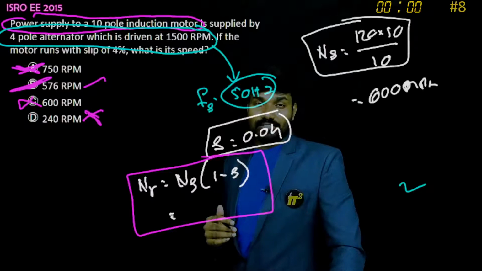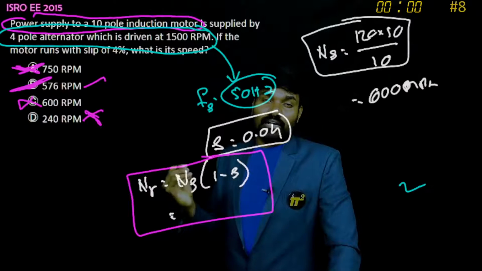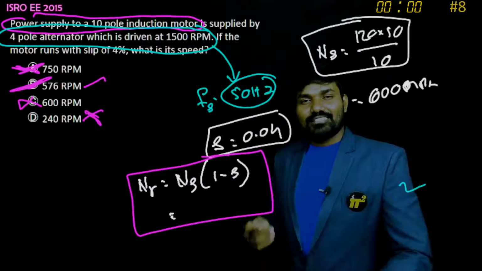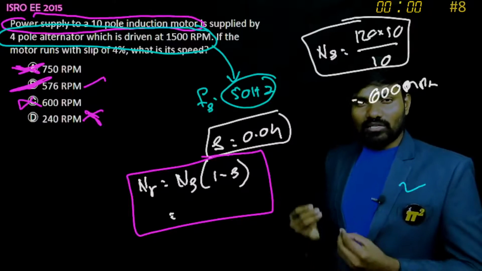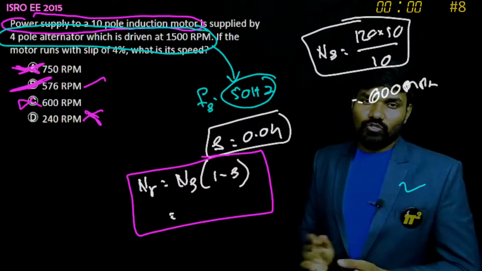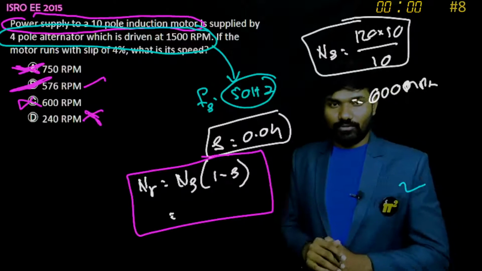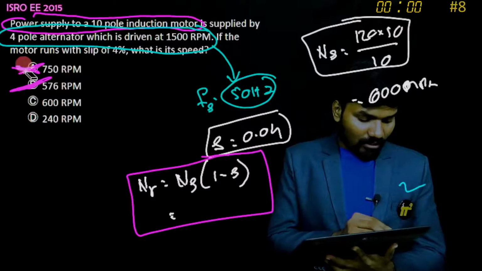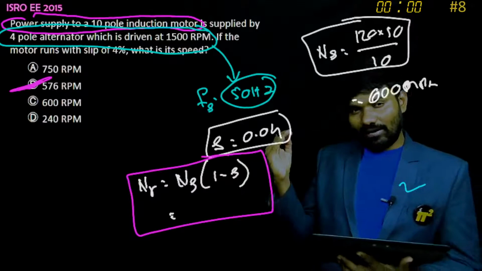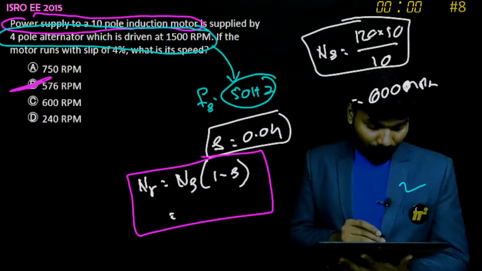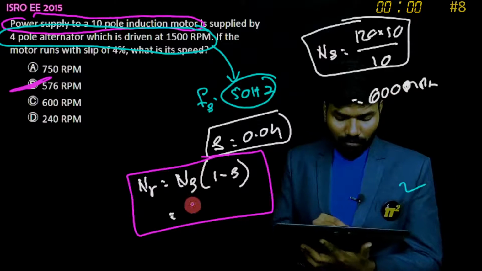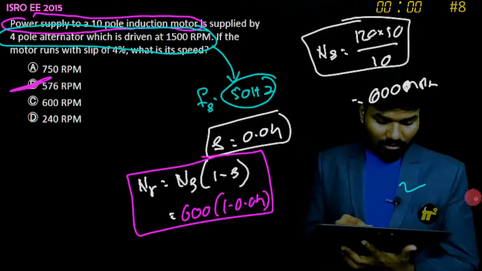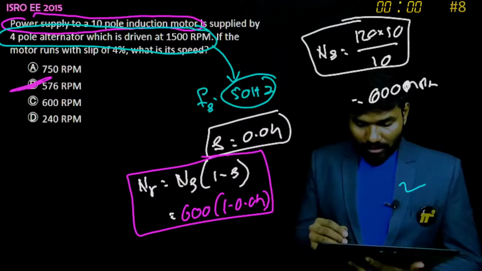The problem is the efficiency. Copper losses will be high. Rotor copper losses are proportional to the slip. So copper losses are high, efficiency is poor. That's why it should run close to synchronous speed. We try to design it like that. We try to have less slip. So the answer is B for this, or else just simply plug the values here: 600 x (1 - 0.04), you should get 576. Okay, I hope you got the point.